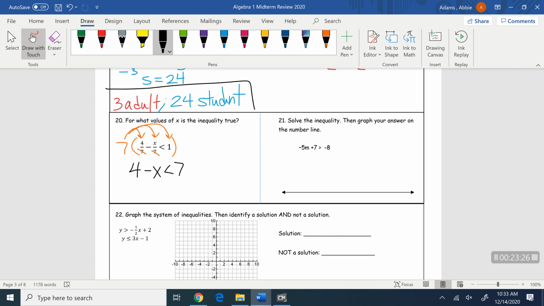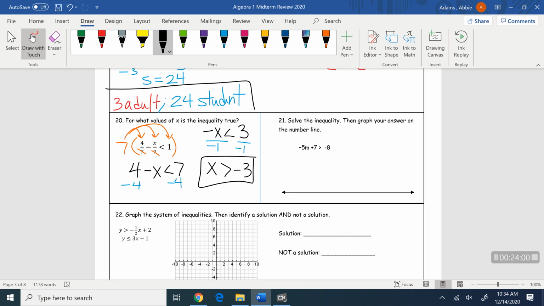Now I can go about solving this like I would an equation, except there's an inequality sign there. So I'm going to subtract 4 from both sides. That's going to give me that negative x is less than 3. But I want to solve for just x, not negative x. So I'm going to need to divide both sides by negative 1. And with inequalities, if you divide by a negative number, you're going to have to flip the inequality. So x is going to be greater than negative 3.